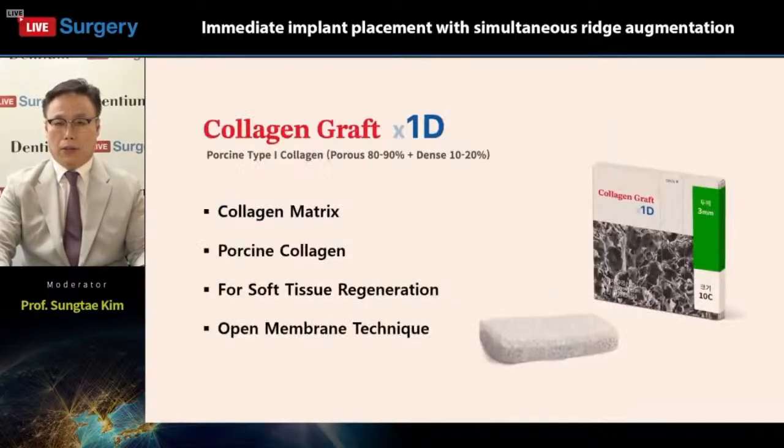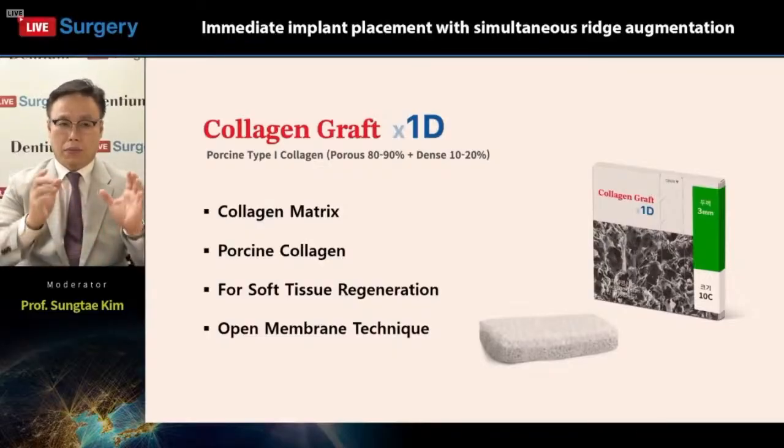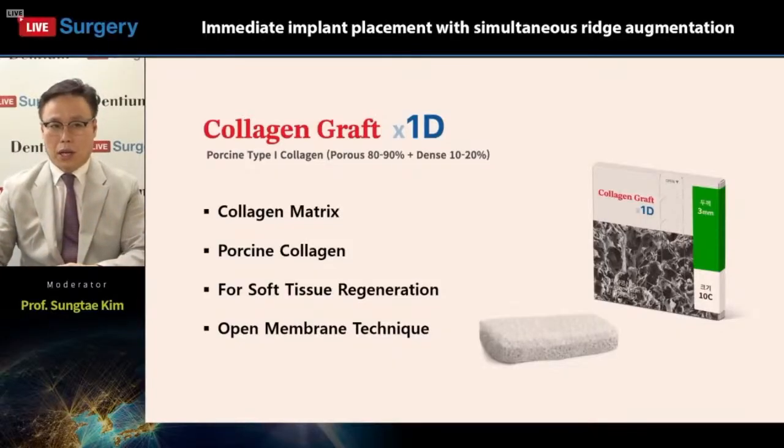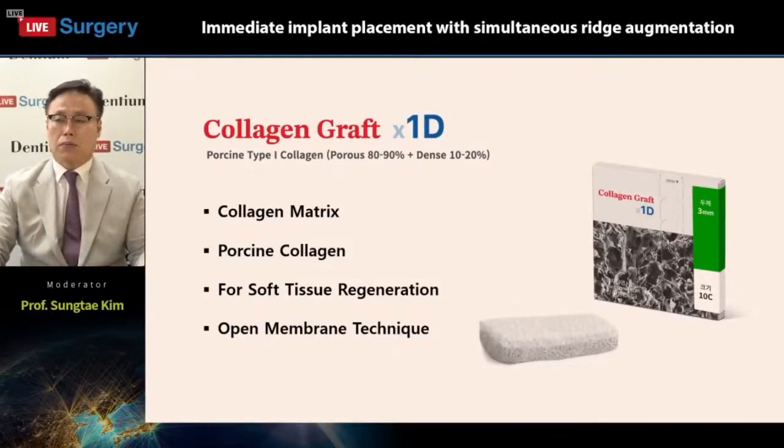So also I apply the collagen matrix, collagen graft X1D. We used to use the collagen graft 2. It's the same thing. Collagen graft 2 is collagen graft X1D. Recently, the Dentium Xeno company made different collagen grafts: X1D, X2D, X3D. It depends on the density. So 1D is the collagen graft, and 2D is more denser than X1D. X3D is denser than the X2D.